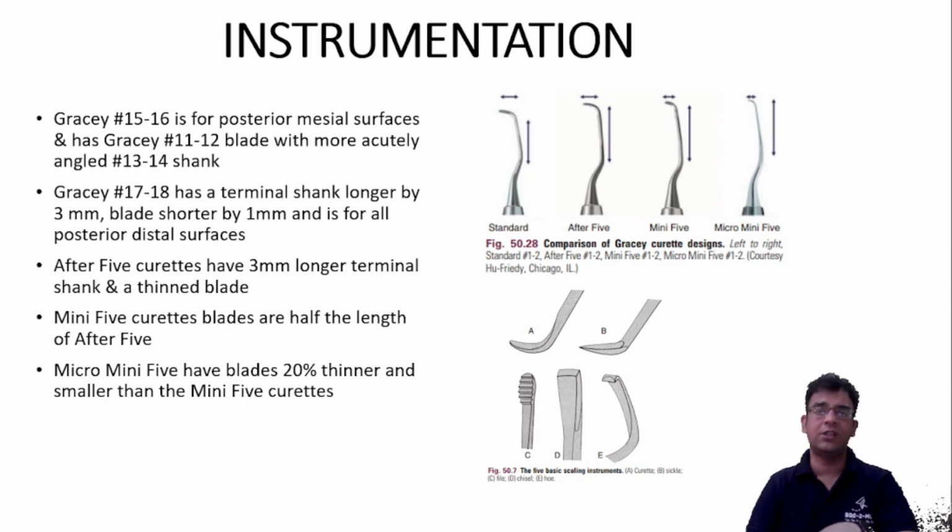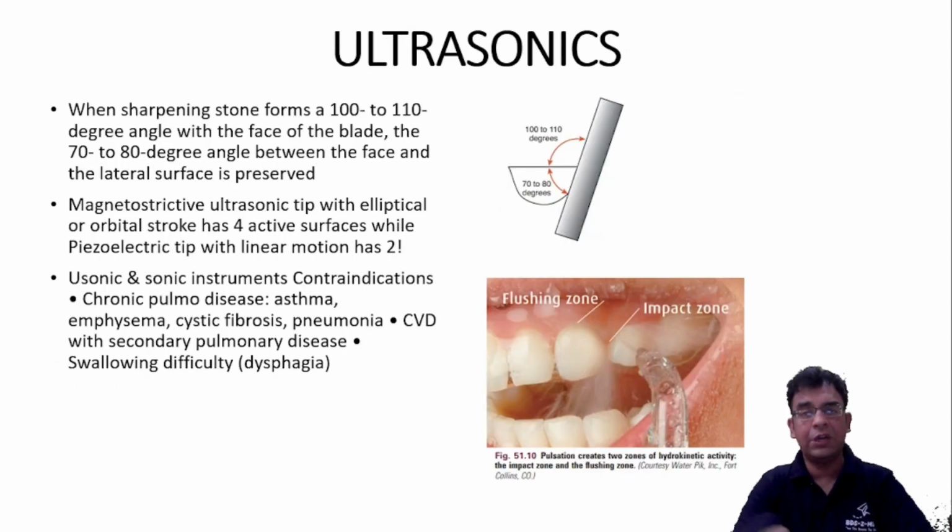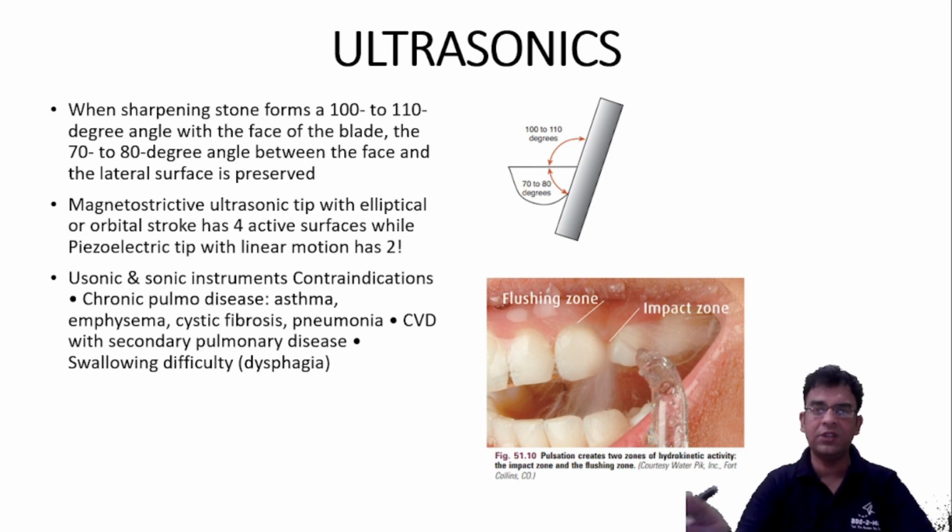But all these questions regarding the instruments, principles of instruments, what is adaptation, what is angulation, this you remember for sure. Ultrasonics, in ultrasonics especially, difference between magnetostrictive and piezoelectric. What is the difference in their motion? How many tips are active? Frequency remains the same, 18,000 to 15,000.